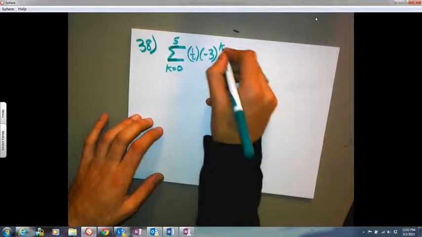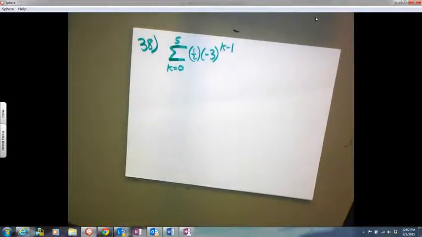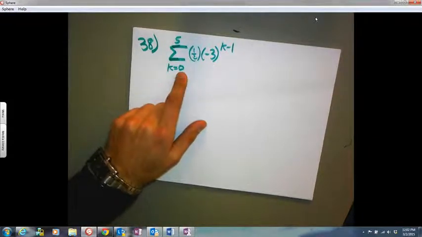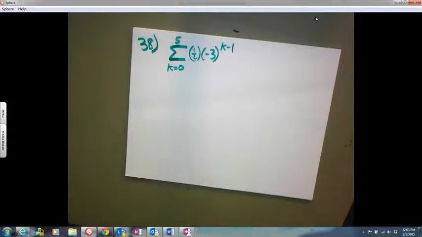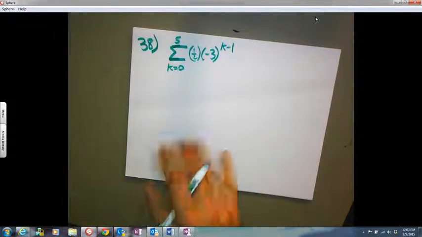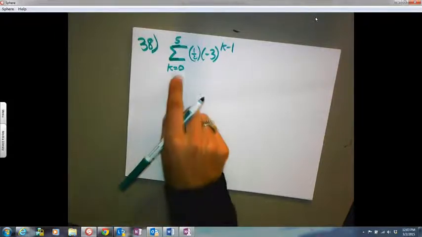Alright. Now, there are many people in this class, in the other classes, in last year's class, in pre-cal classes around the country, who will attack this problem exactly like they attack number 40. There are parts of that which are good, and parts of that which are not so good. The major difference between this problem and number 40 is that this has k equals 0, whereas 40 began with k equals 1.